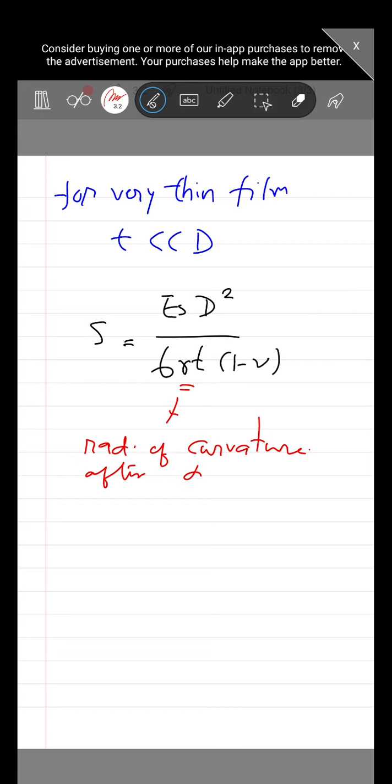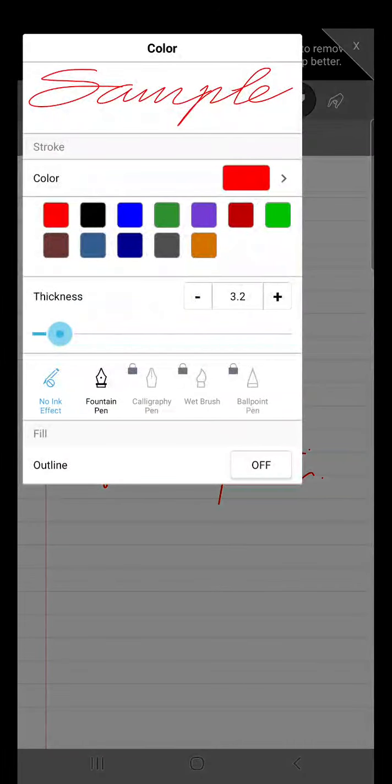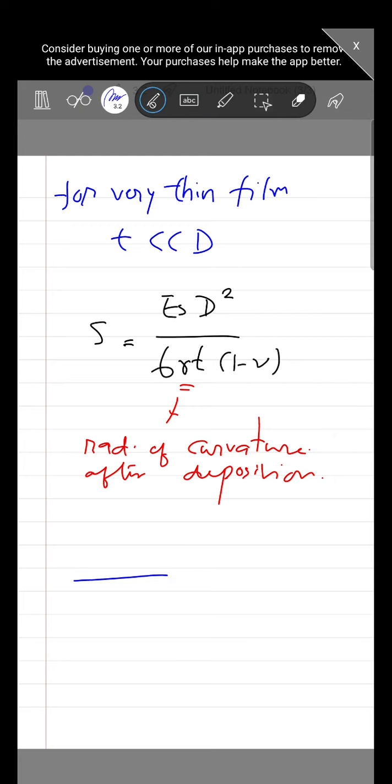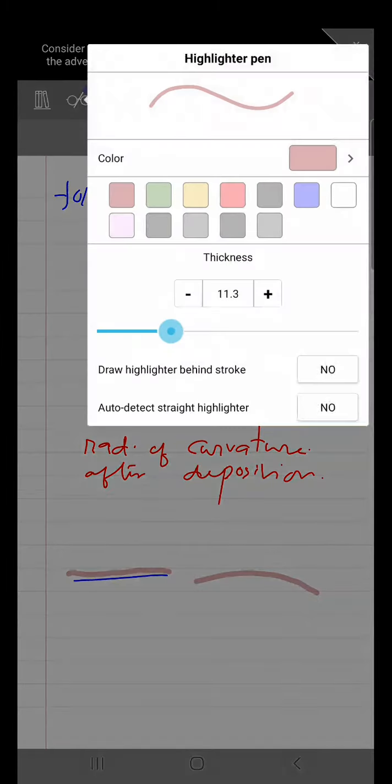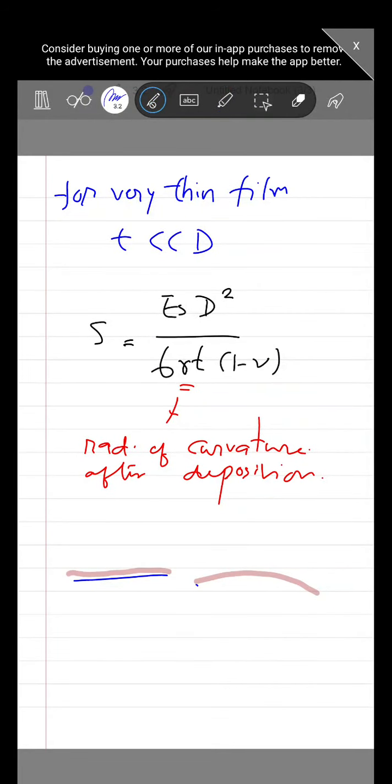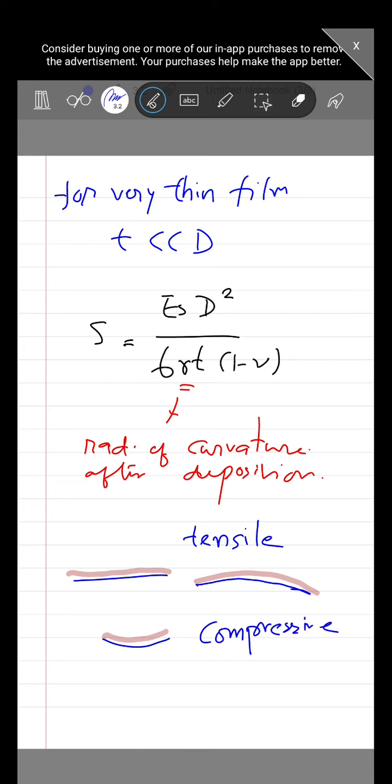After deposition, due to stress there is a change in the deposit observed. So this is the film, and this is the substrate on which the film is deposited, so it will not be exactly flat; the shape will be a little curved. This is basically tensile stress, and if it is in the opposite direction, then this is the compressive stress. For tensile stress the value is positive, for compressive stress the value is negative.